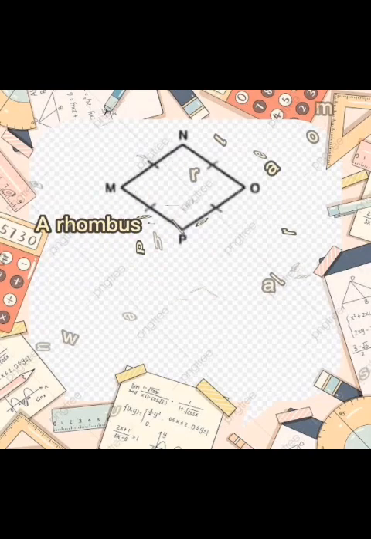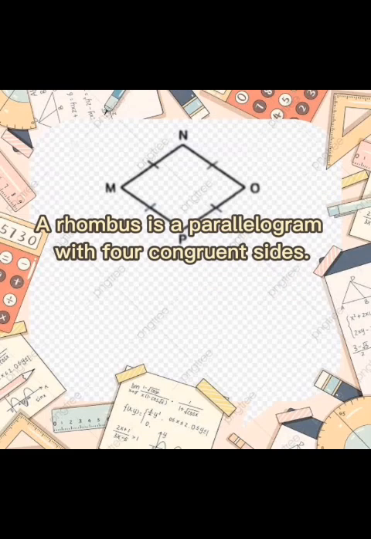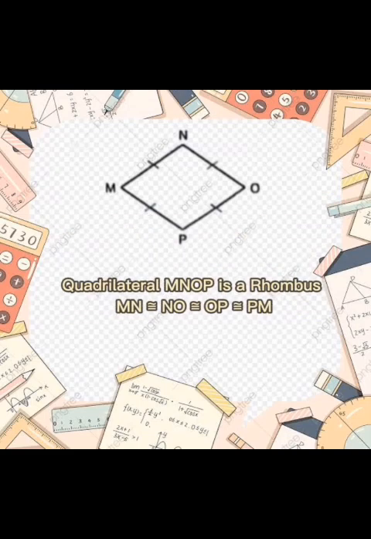Rhombus. A rhombus is a parallelogram with four congruent sides. Quadrilateral MNOP is a rhombus. MN is congruent to NO, congruent to OP, congruent to PM.